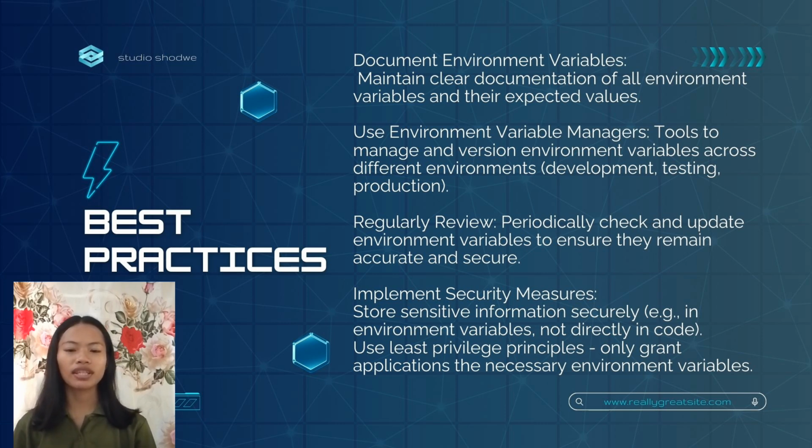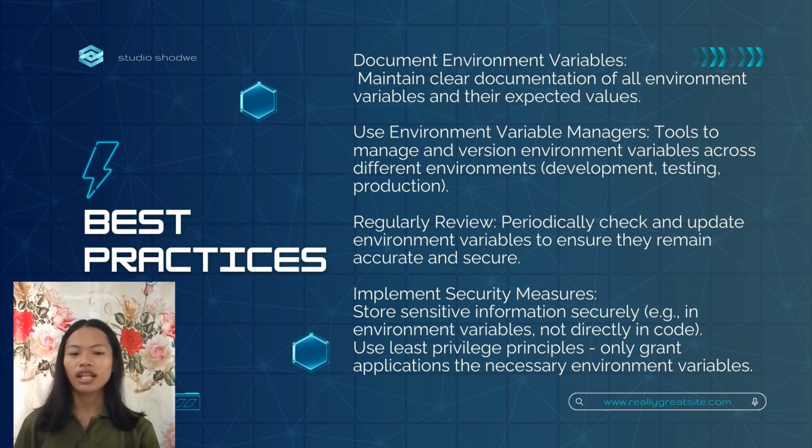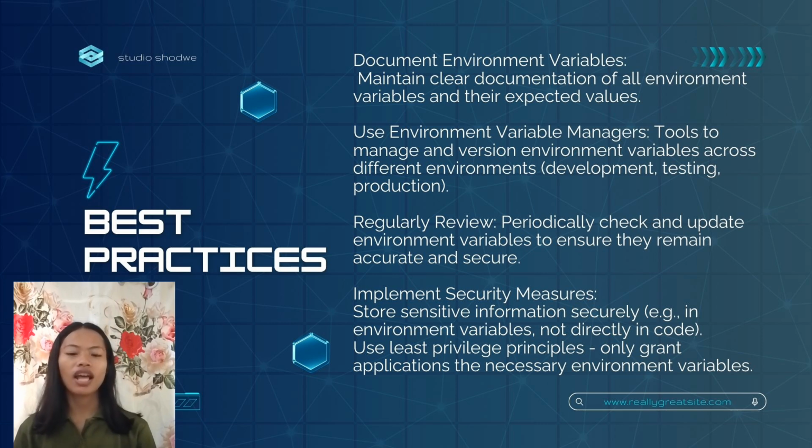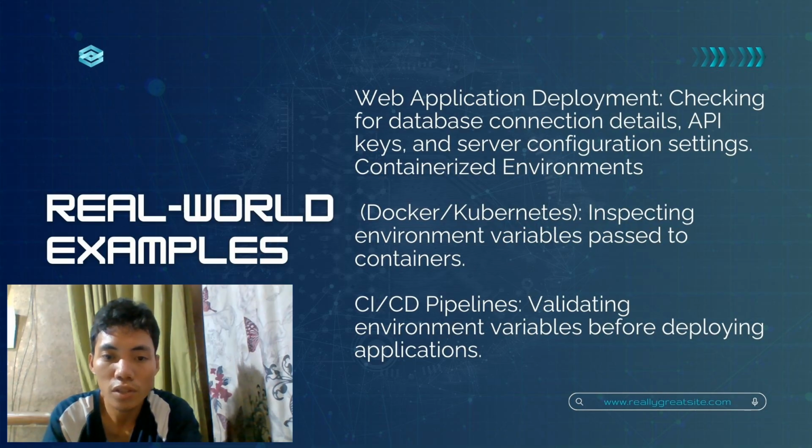And then last, which is implement security measures. Store sensitive information securely, for example in environment variables, not directly in code. Use the least privilege principle: only grant applications the necessary environment variables. So let's proceed to real world examples.